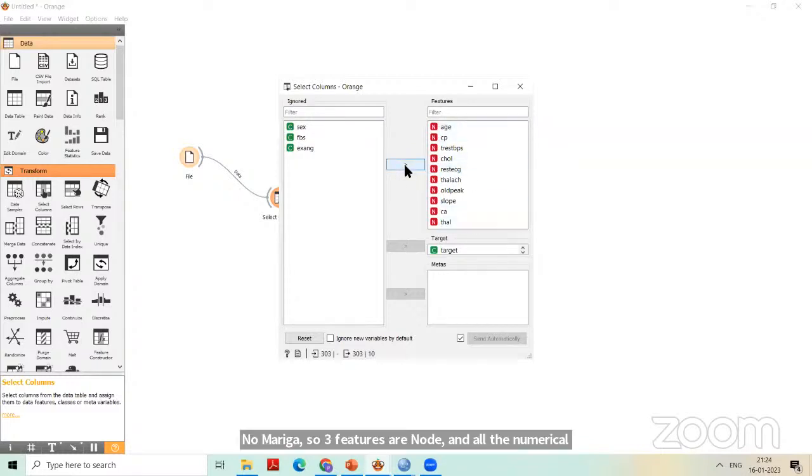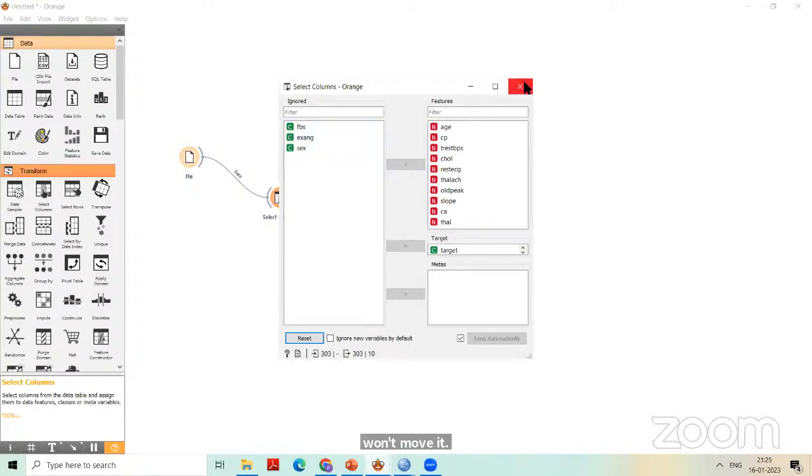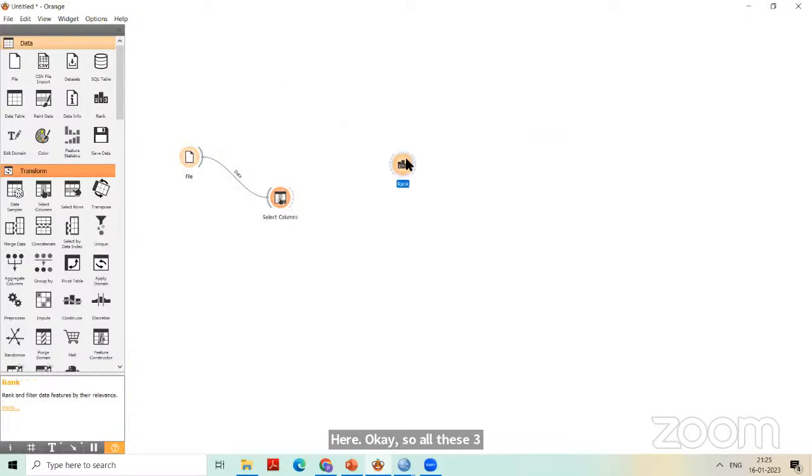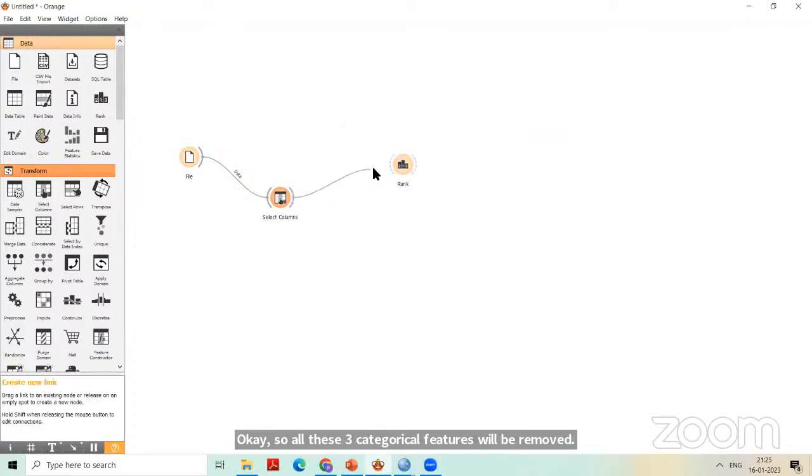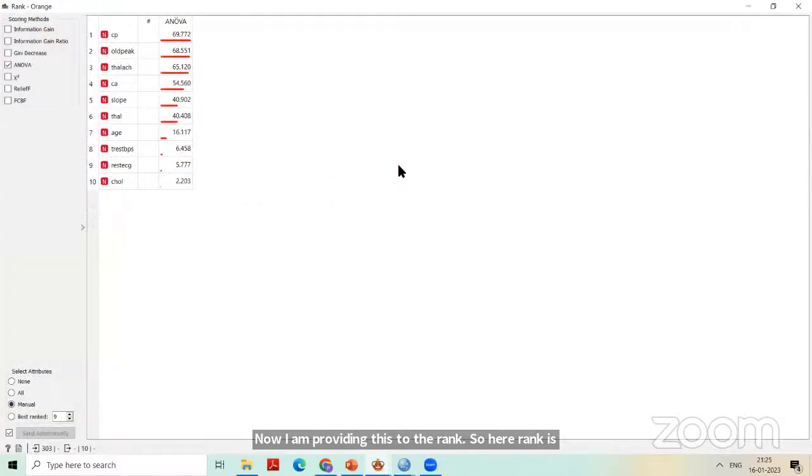You have to select from here. If you want to move, so I want to filter this. I want to filter categorical features. So I will select and I will move it here. Okay. So all these 3 categorical features will be removed. Now I am providing this to the Rank. Now here Rank is providing me the feature importance. Which feature is more important? This is the ANOVA analysis.